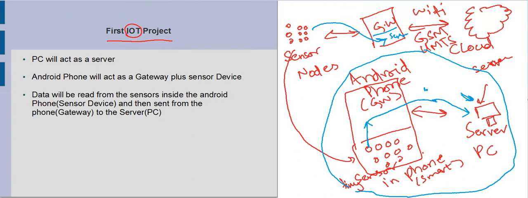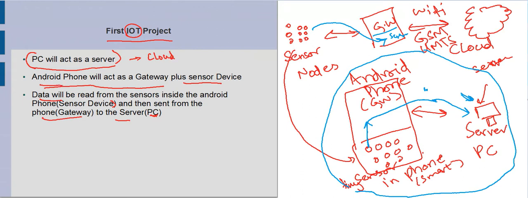We can again describe it here. It says that the PC will act as a server, the personal computer. The Android phone will act as a gateway, plus also the sensor device. So data will be read from the sensors inside the Android phone, which contains our sensor device, and then this data is going to be sent from the phone, the gateway, to the server, which is our PC. Again, the personal computer is going to be our server or our cloud.